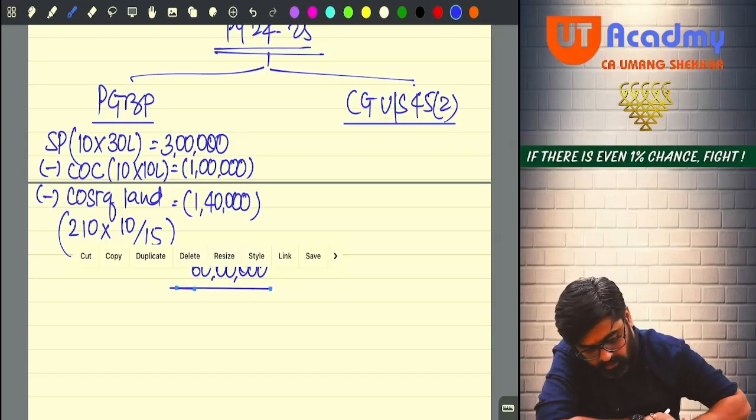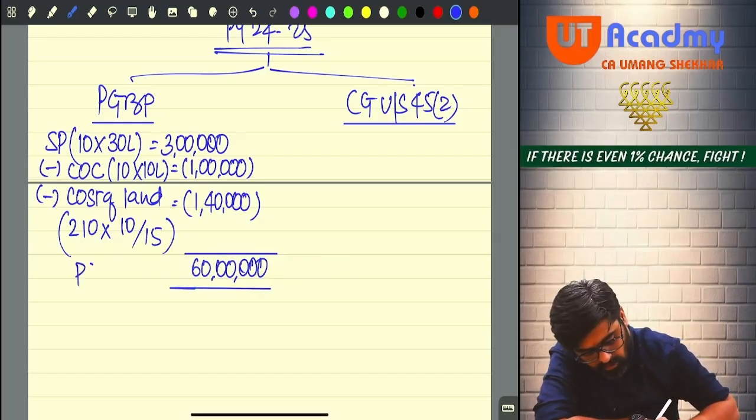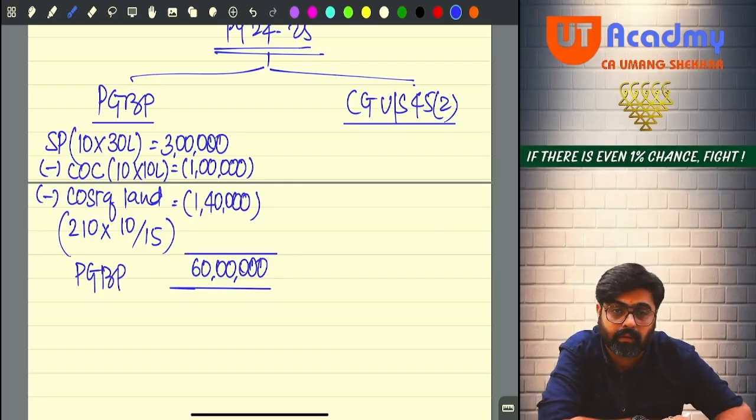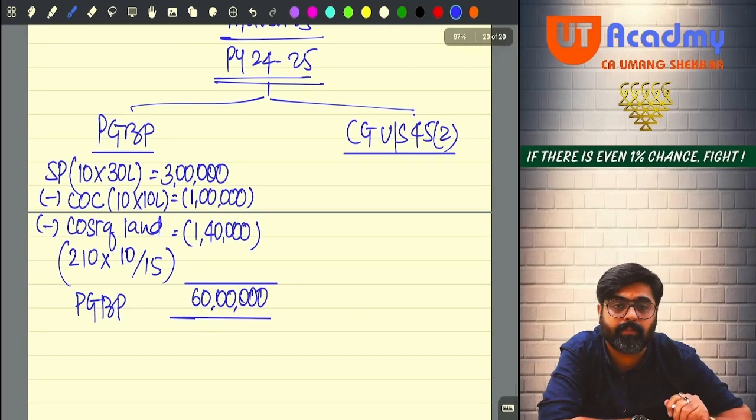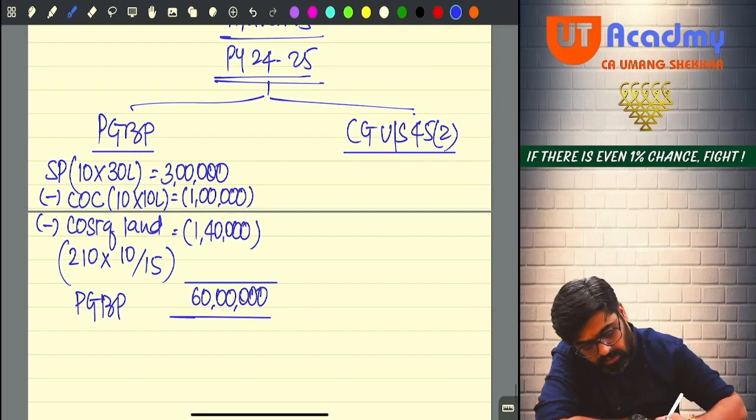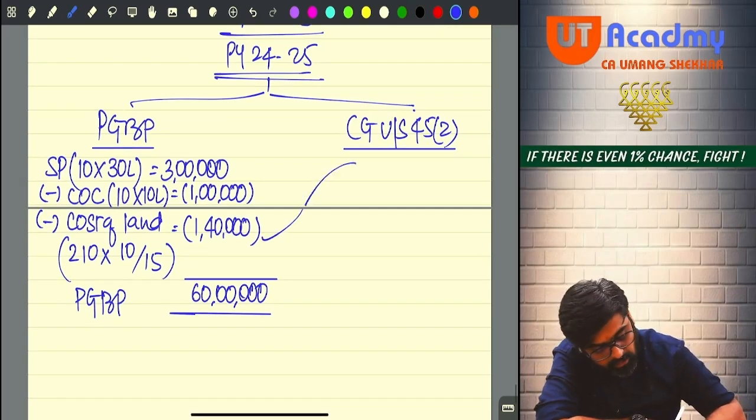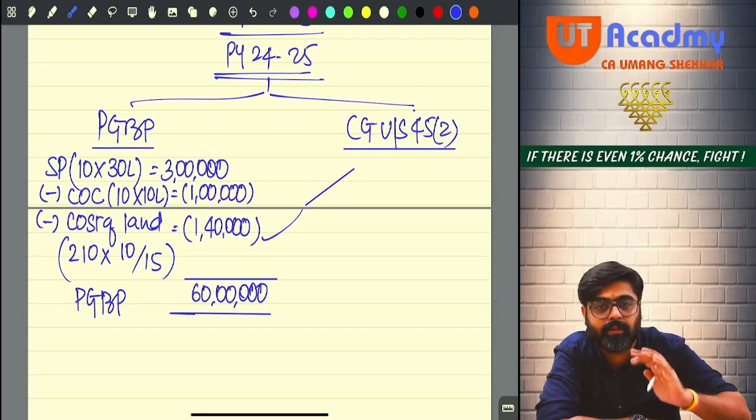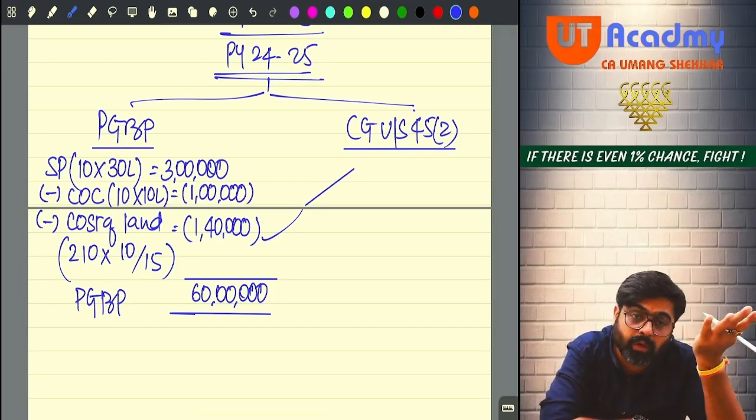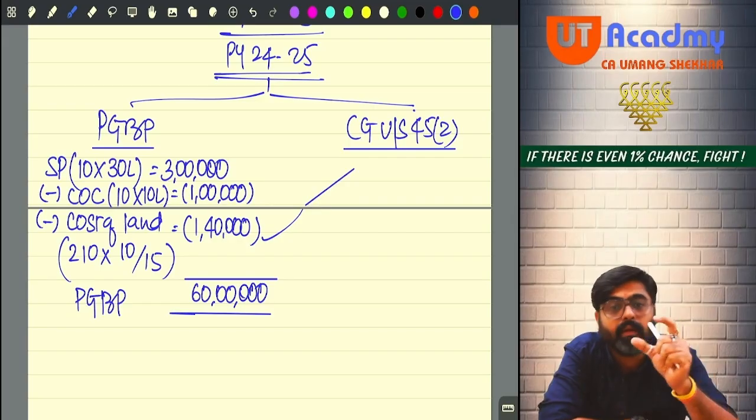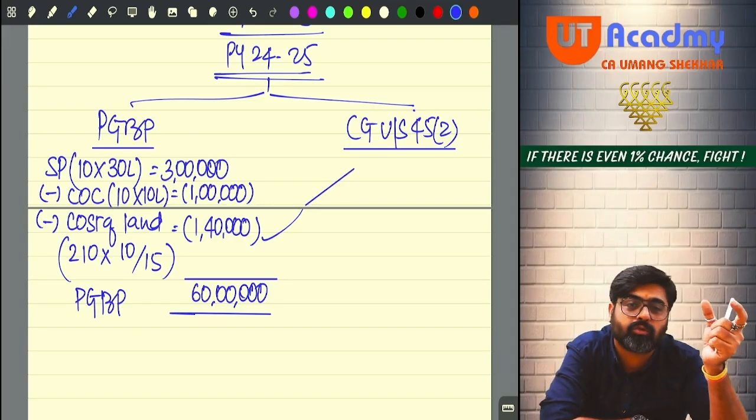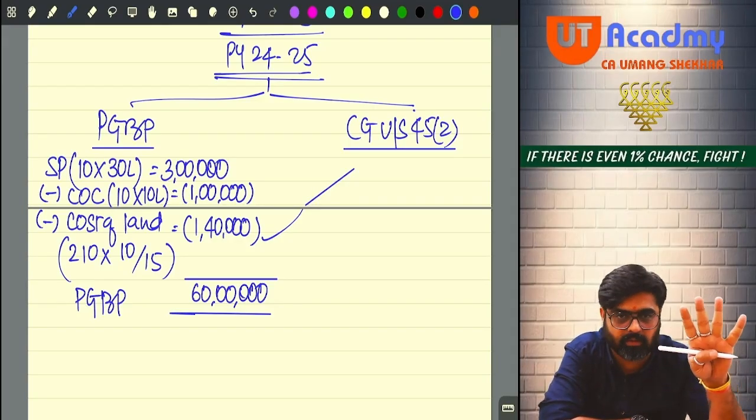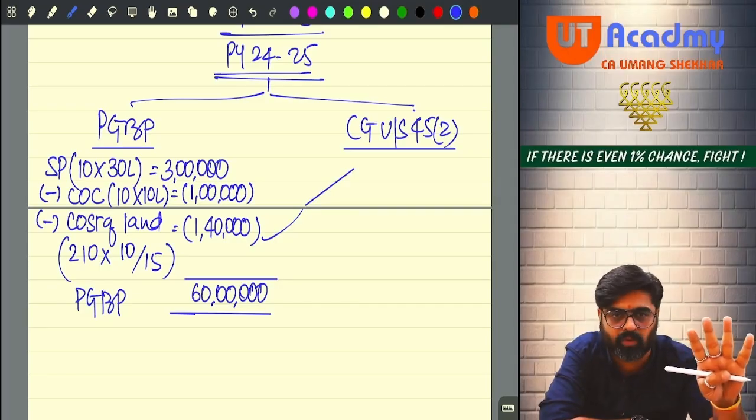You all must get this 60 lakhs as your PGBP income. Now, you are supposed to calculate the capital gain. Now, see, if you will take this same amount as full value of consideration over here, that means you are calculating the capital gain only for that land which is getting sold as stock in trade, and that is correct also. You are supposed to calculate that much only.